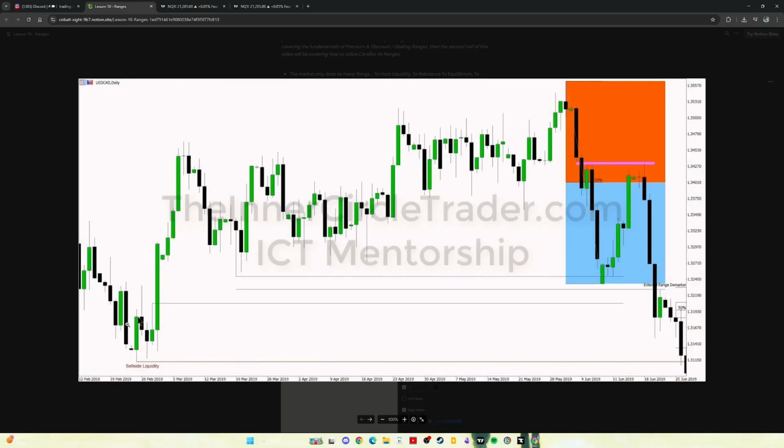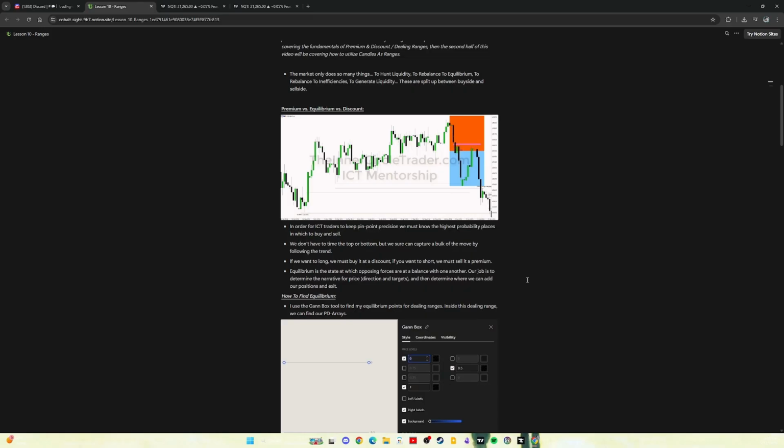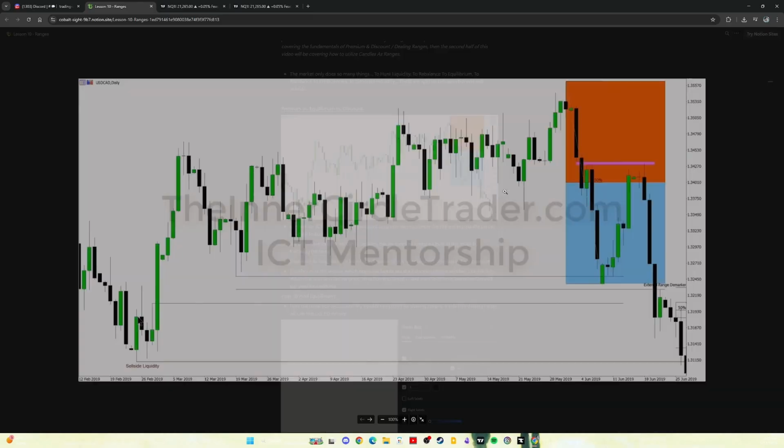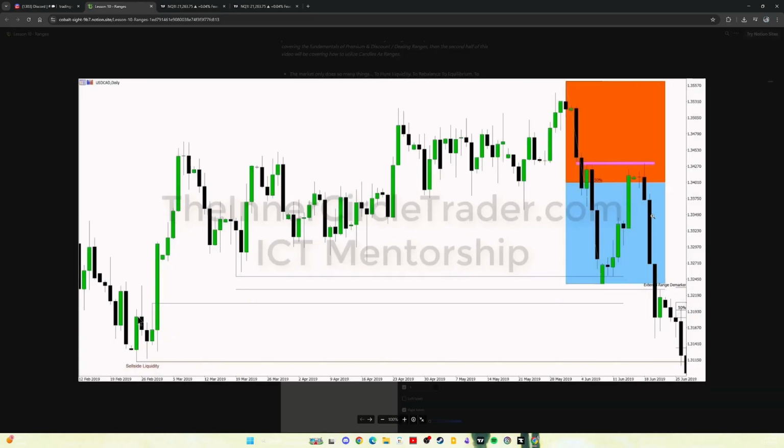We have a clear external drawn liquidity. So ultimately, our job is to play continuation of that, and then determine where we can add our positions. Adding our positions within premium, looking to sell at a discount or at our external drawn liquidity.